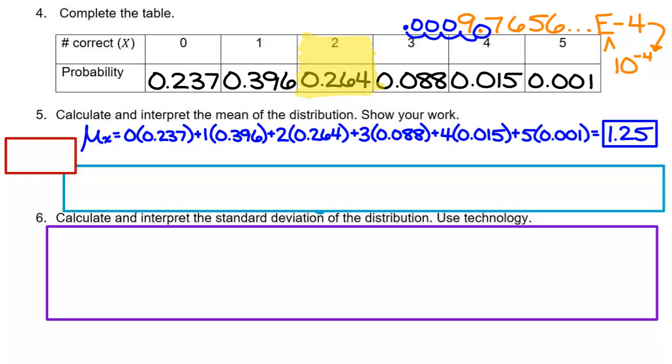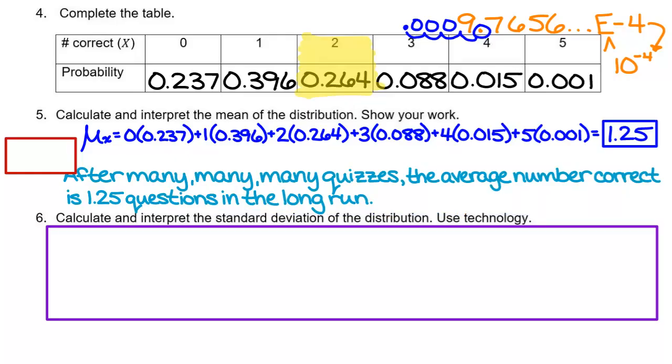What'd you say? No, tell me what you said. The average number of correct answers. Always? In every situation? In the long run, after many, many, many, many, many quizzes just like this, right? So after many, many, many quizzes, the average number correct is 1.25 questions in the long run. We got to do this over and over and over again.